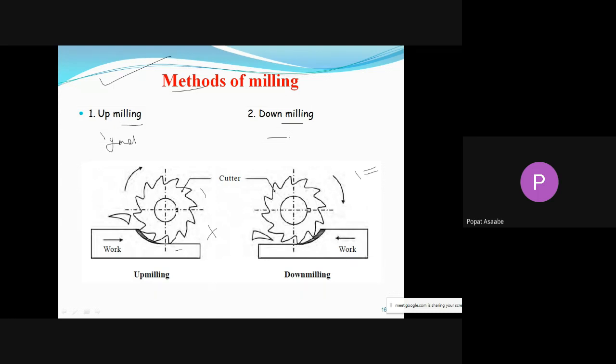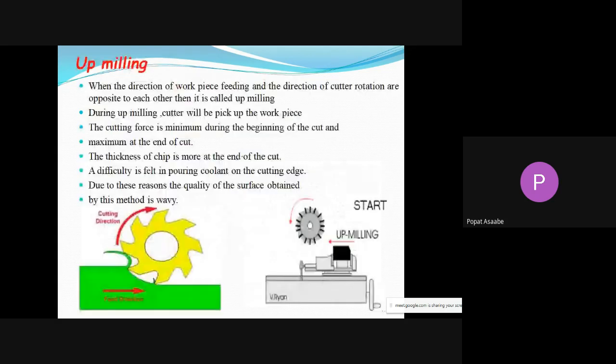to have that much clamping devices. It will give a good quality of surface finish. By up milling, it is not good. Down milling is good. It is used for hard material and it is used for soft material. This is about up milling and down milling.